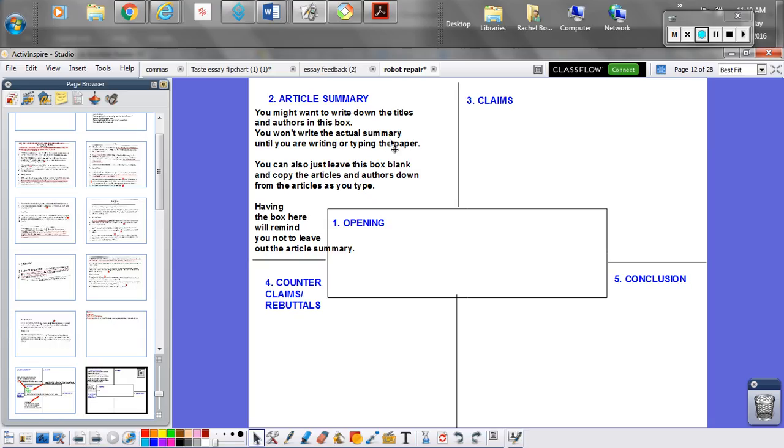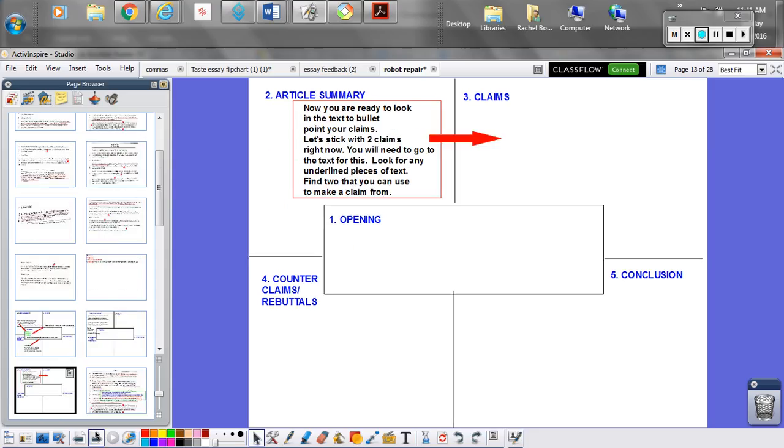Next, I might want to write down the titles and the authors in this box, but I do not have to. I could always just type them from what I see on the computer screen when I'm typing. Or if I'm writing out an essay, I can just look at the paper and write it out. I'm not going to actually write the summary in this until I'm writing my paper. So I do have the option to just leave this box blank and copy the articles and authors down from the articles as I type. But having the box here reminds me to not leave out the article summary. Because remember, once I make my organizer, I'm going to follow it. Paragraph 1, paragraph 2, paragraph 3, paragraph 4, paragraph 5.